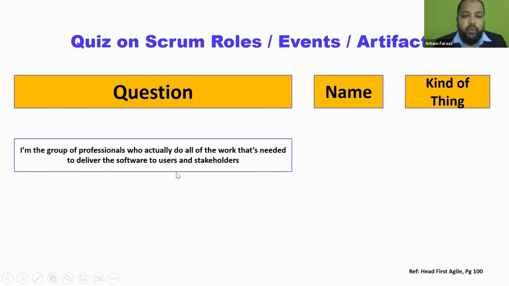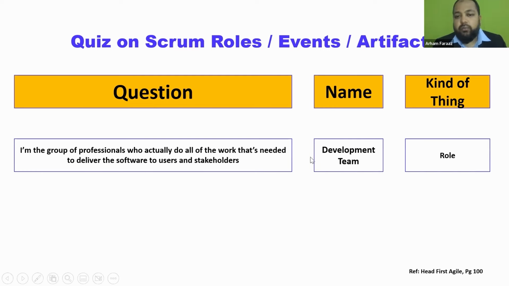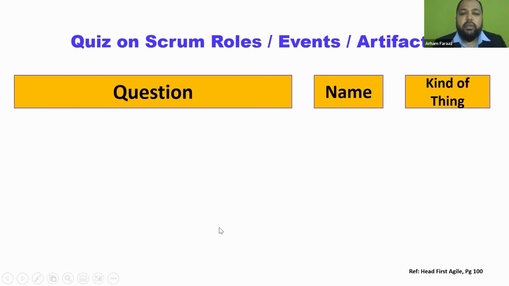I'm a group of professionals who actually do all of the work that is needed to deliver the software to users and stakeholders. Okay, so what am I? So we are the development team, and it is a role. Okay, so it's very simple. A group of people working together. So that's the development team. All the work that needs to be done for the sprint goal, right? So that's what the development team does. Okay, so next question. Let's go to the next question.